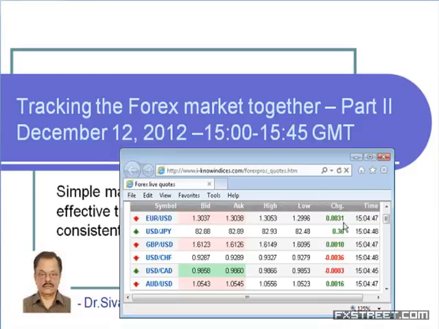In the case of euro it is about 31 pips positive net change, it is shown in green, and in the case of CHF it is 36 pips negative net change, it is shown in red. So this is how you will be able to find out where the current market is.